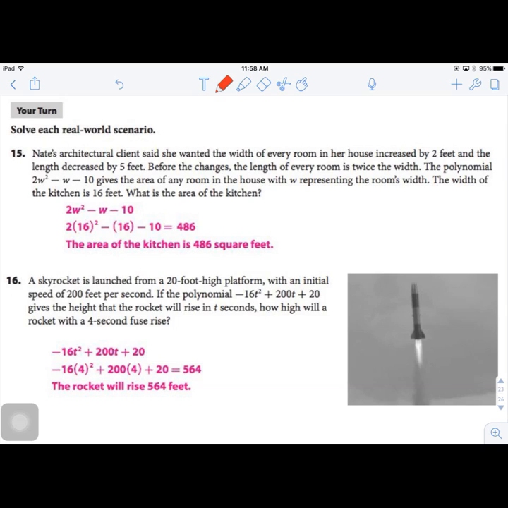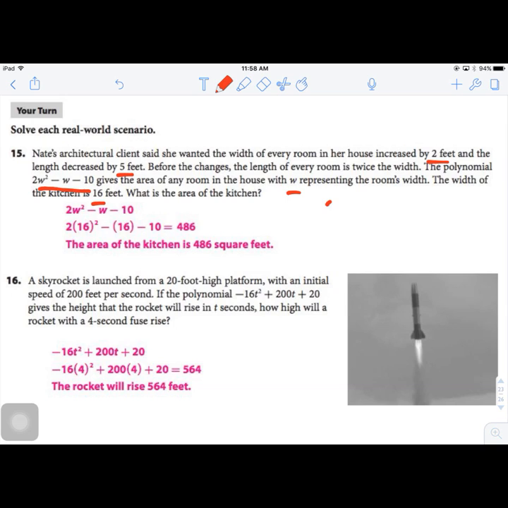Next question, Nate's architectural client said that she wanted the width of every room in her house increased by 2 feet and the length to decrease by 5 feet. Before the change, the length of every room is twice the width, and the polynomial given right here gives the area of any room in the house with w representing the width. The width of the kitchen is 16 feet. What is the area of the kitchen?